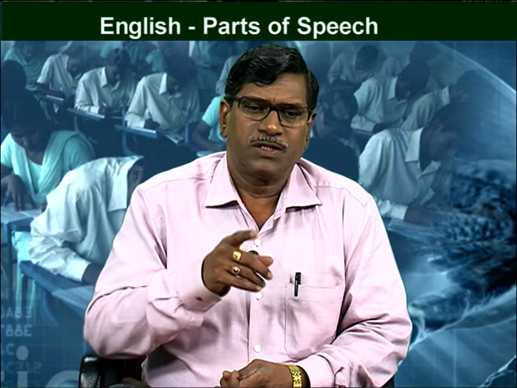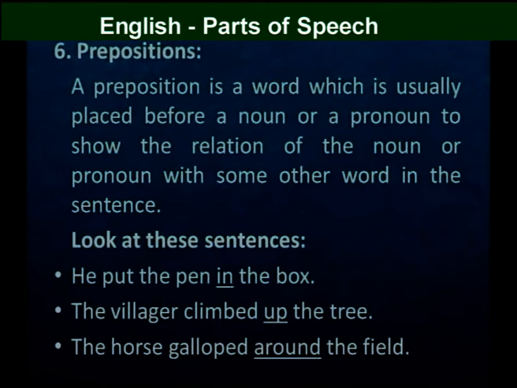And if we move on to the third sentence, what is the third sentence there? The horse galloped around the field. What has galloped? The horse. Where did it gallop? Around the field. So, around is the preposition. It is used before the noun field, and it establishes a relationship between the noun field and some other words like horse galloped in the sentence.